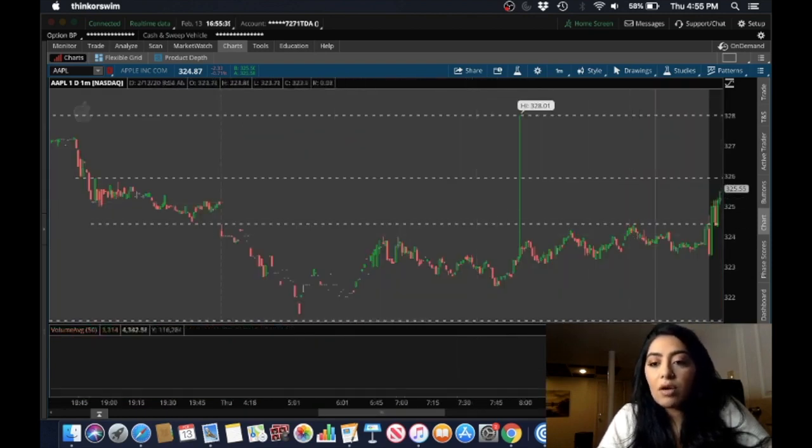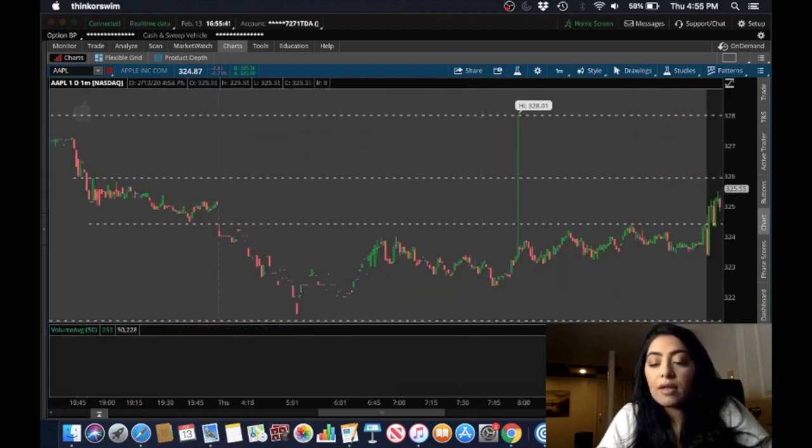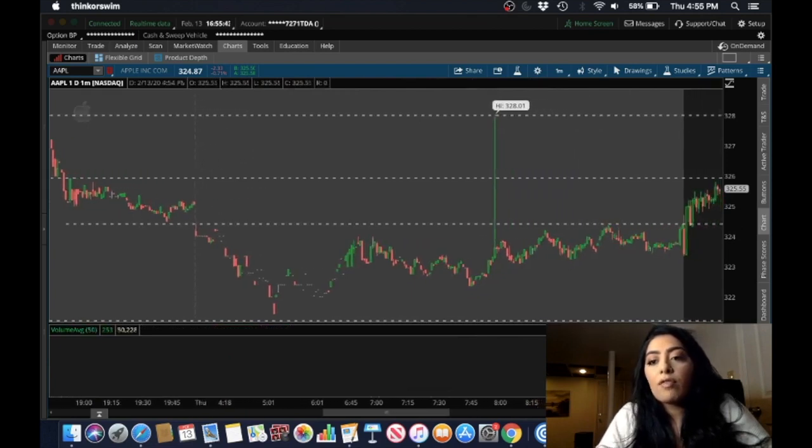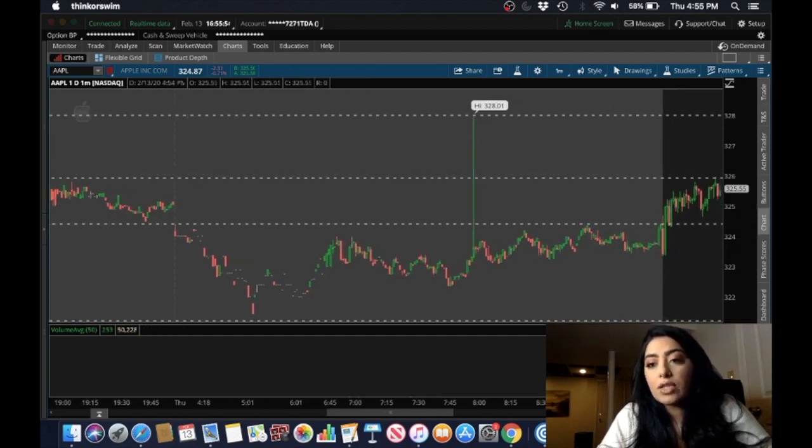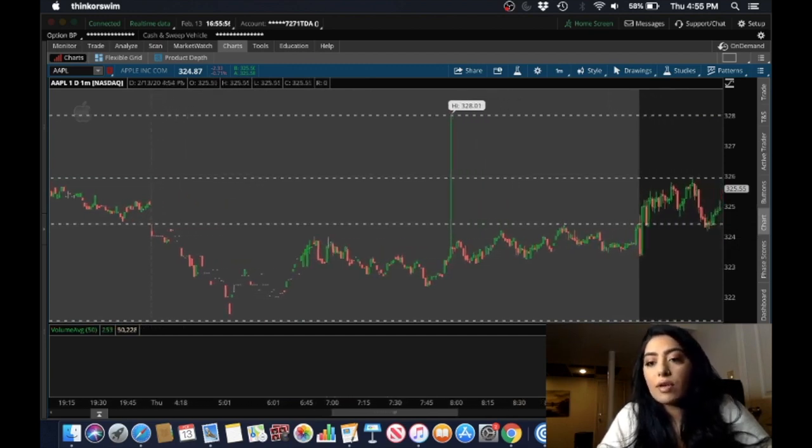So you could have potentially caught Apple at the open if you wanted to play it at the open, from the break of this 324.40 level to the 325.92 pre-market levels. Both of those were just pre-market levels that I just set. So you could have caught that small move on Apple.